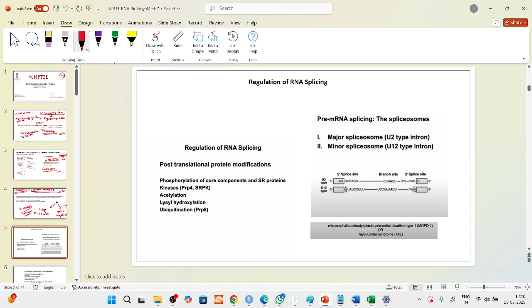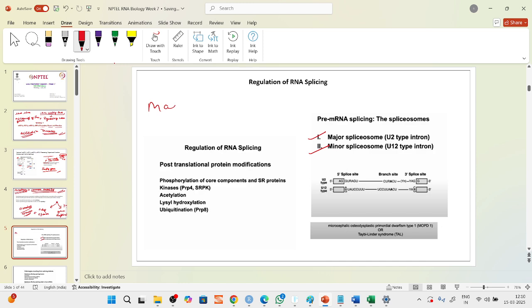This RNA splicing is governed by two kinds of spliceosome complex. This we have already studied in the previous class also. There is one major spliceosome and the other one is a minor spliceosome. So major spliceosome has U2 type introns.